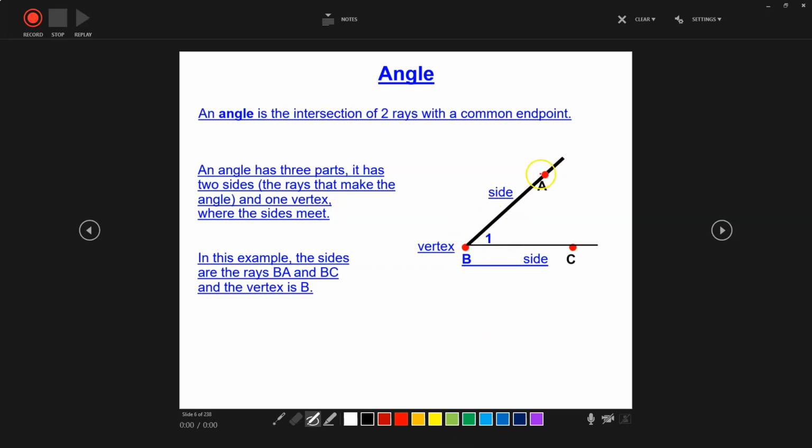So we have one side here from A to B, another side from B to C, and your vertex is right at that dot above the B.